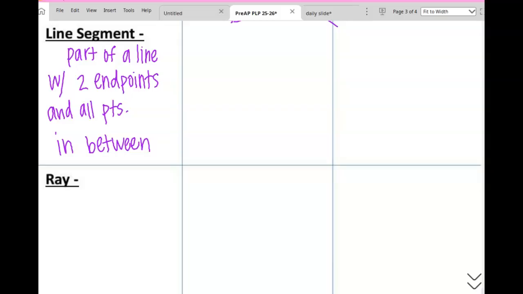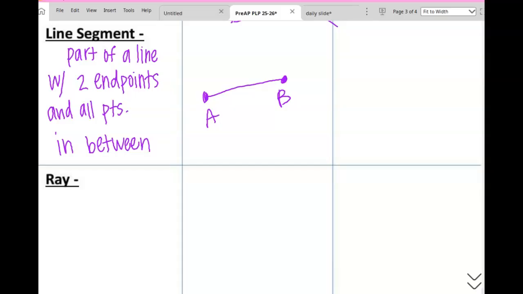So a picture would be A to B. Again, is there points in between them? Yes. But unless they actually emphasize them or show them, you can't assume there's only 2 points. There's points in between, you just can't see them because they're not labeled. Okay? Alright, how do we name line segments?